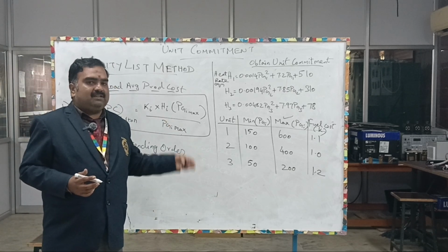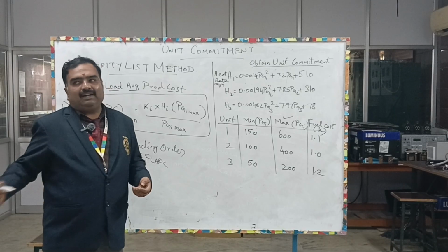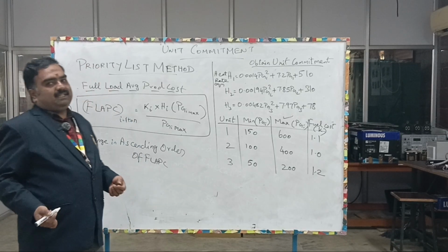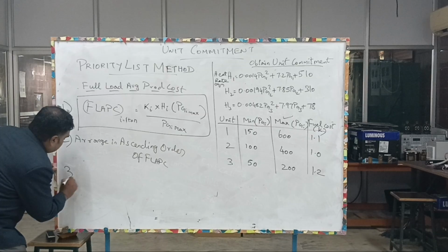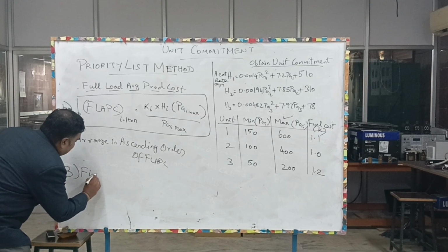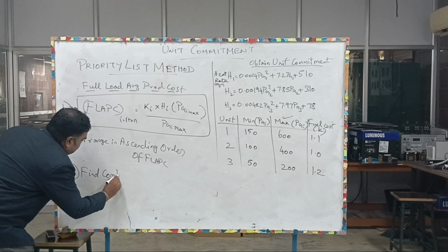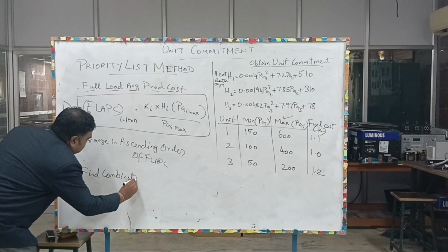Starting from the lowest FLAPC generator, you have to arrange up to the maximum FLAPC generator. And then the third is you have to find the combinations.